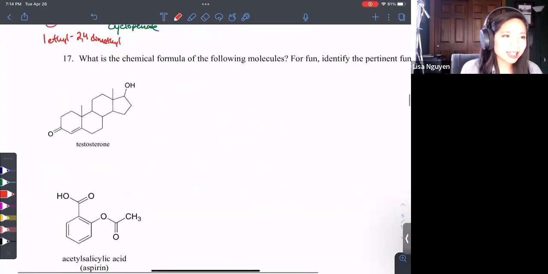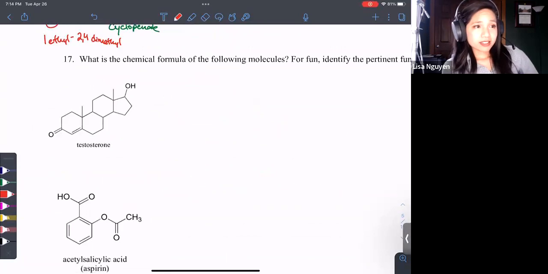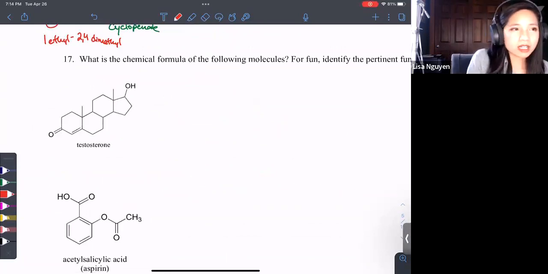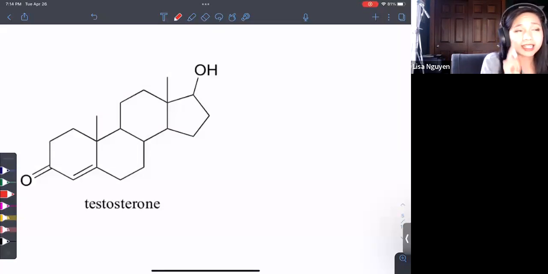All right. So 17. I like these ones. Let's write the chemical formulas for these. So a question maybe, will we have to name these? Oh no. You don't know how to name these. I won't make you name those, but what you can do is come up with a chemical formula, and you should be able to identify any functional groups that are present.